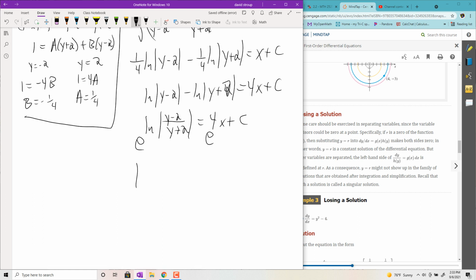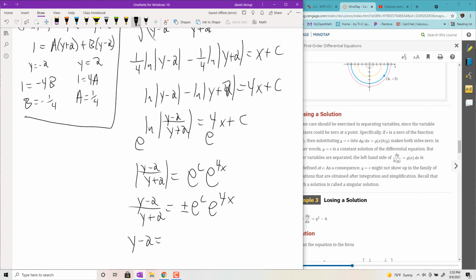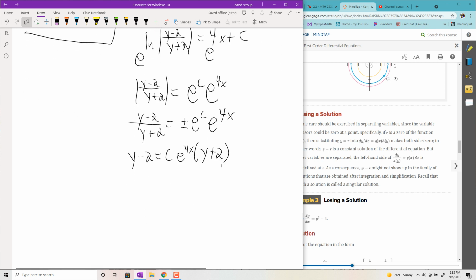Okay, so I get absolute value of y minus 2 over y plus 2 equals e to the c times e to the 4x. Drop the absolute values. Get plus or minus e to the c, e to the 4x. And y minus 2 is c e to the 4x times y plus 2. I'm going to try to track down an explicit solution.